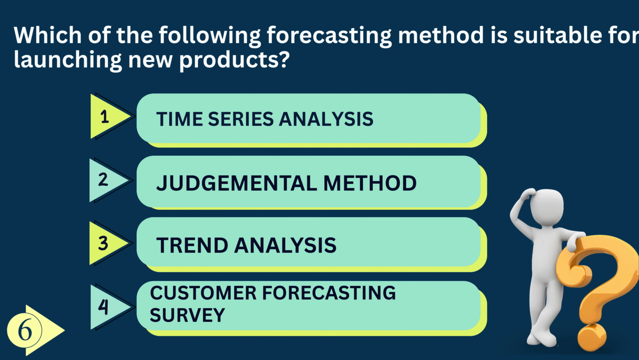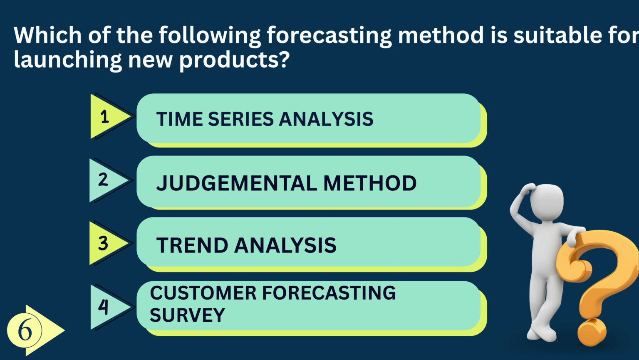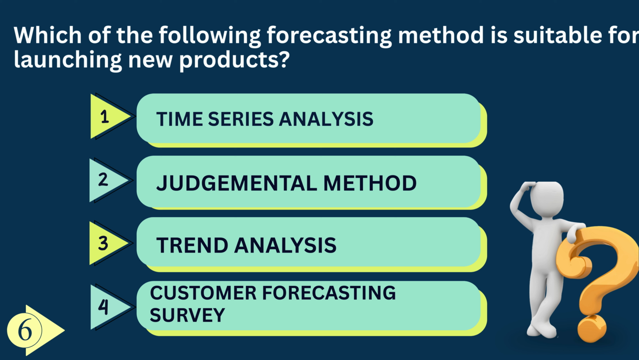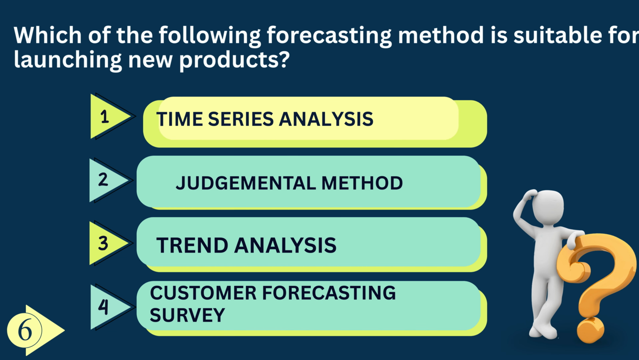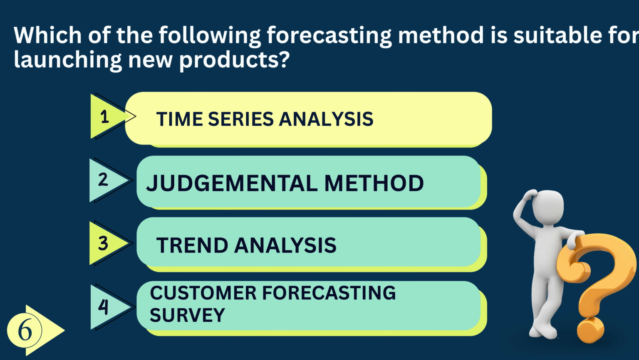Which of the following forecasting methods is suitable for launching new products? Option 1, time series analysis; option 2, the mental method; option 3, trend analysis; and option 4, customer forecasting survey. And the correct answer is option 1, time series analysis.